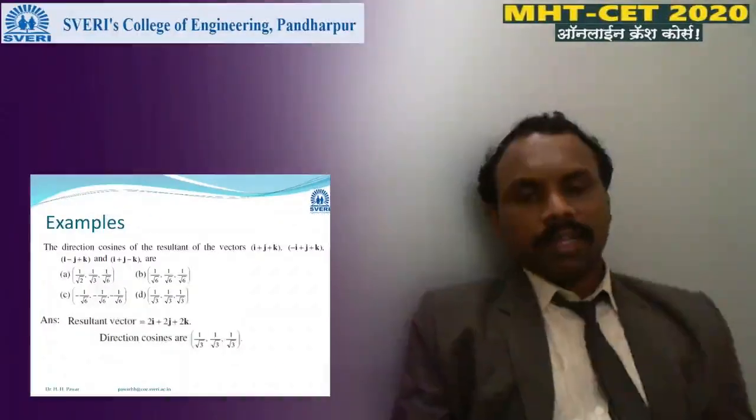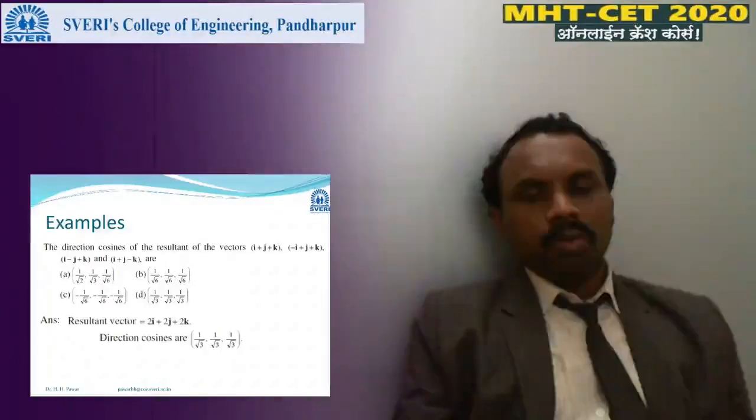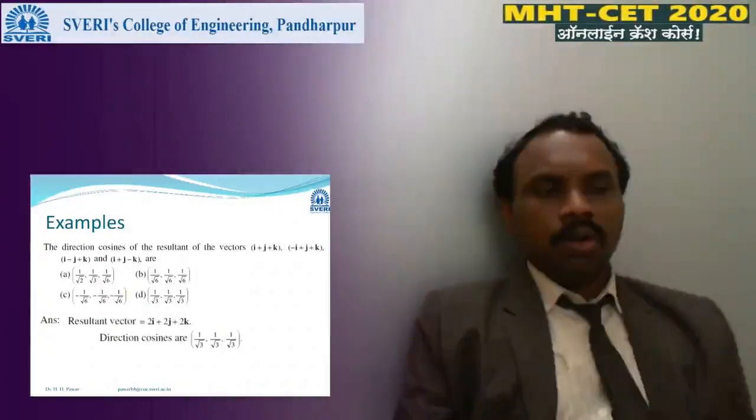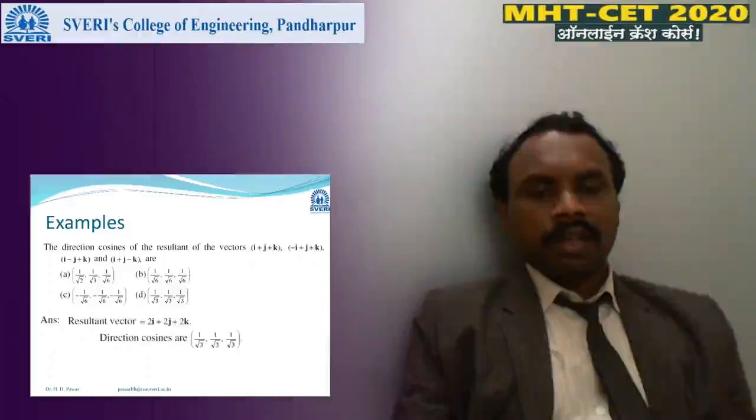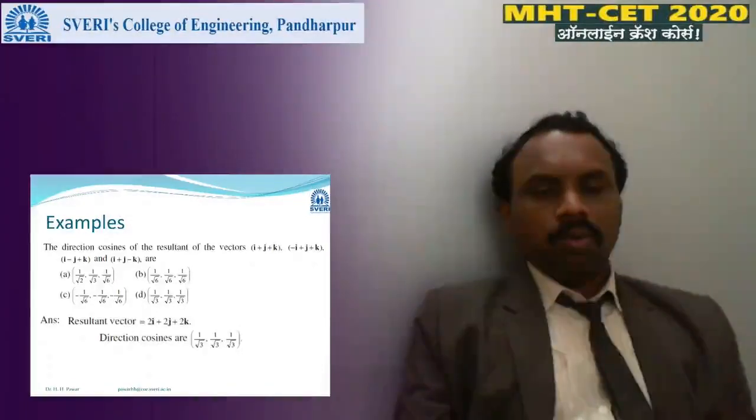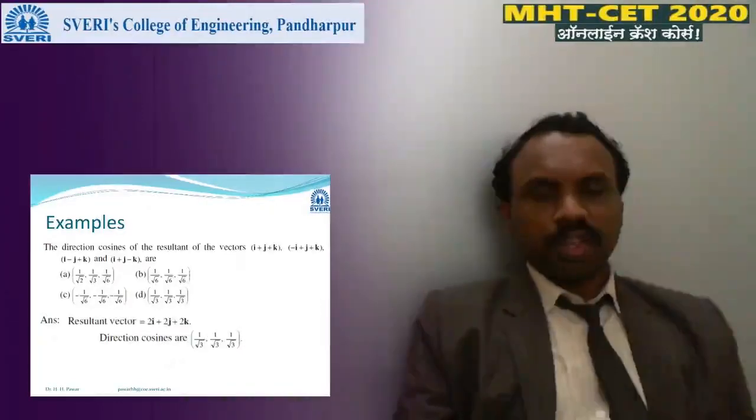Now as the coefficient of i is equal to 2, so l is equal to 2 upon 2 root 3, that is 1 upon root 3 in this case. m is equal to 2 upon 2 root 3, that is 1 upon root 3. And n is equal to 2 upon 2 root 3, that is 1 upon root 3. So direction cosines are 1 upon root 3, 1 upon root 3, 1 upon root 3. Hence option D is the correct choice for this example.